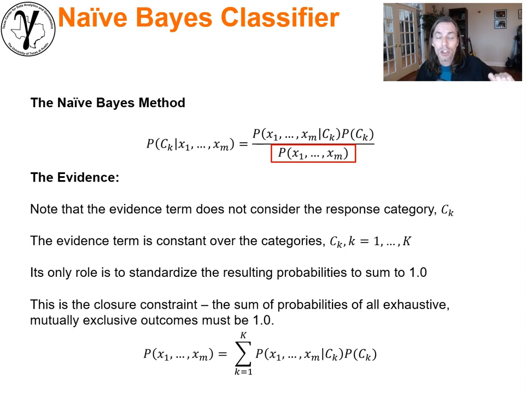If we take the posterior probability of each one of the categories given the predictor features, category 1, 2, and 3, those 3 posterior probabilities should sum to 1. So this is a closure constraint. In fact, if you think about it, we could replace this probability right here as the summation of the conditional probabilities multiplied by the marginal probabilities, or in other words, just summing over all of the categories the numerator in this equation.